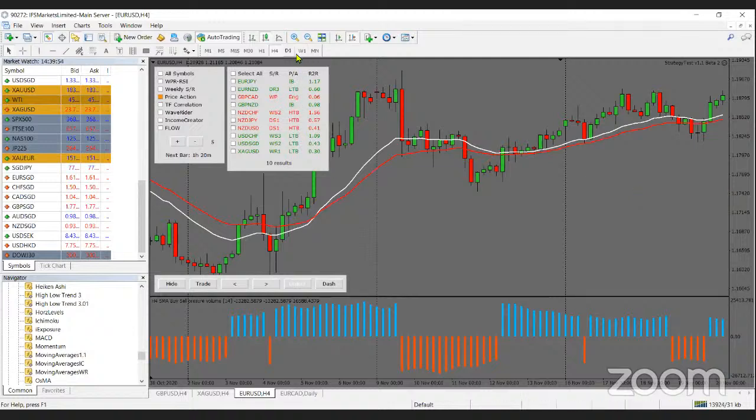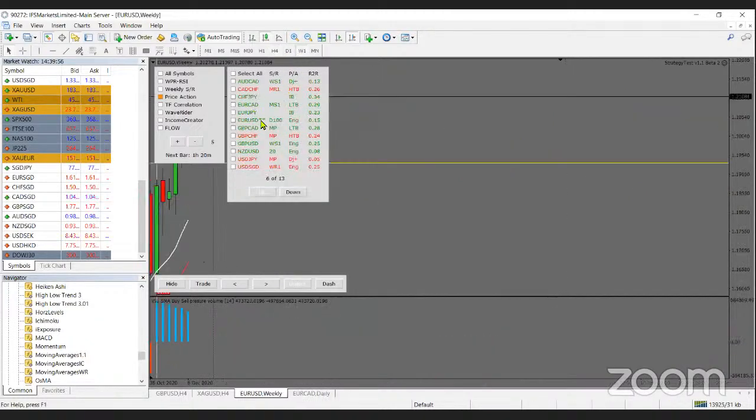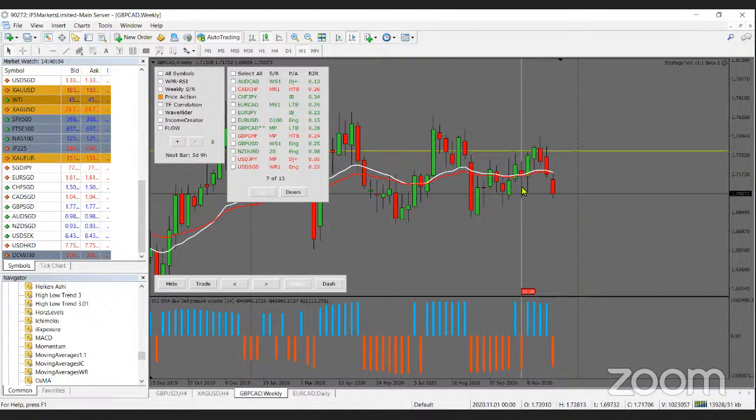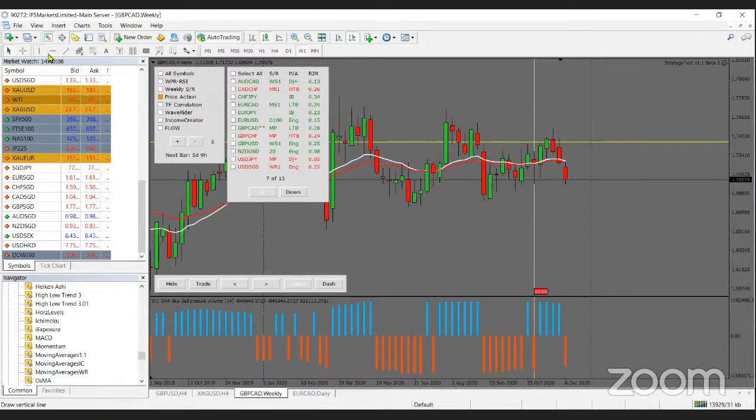Last example from the weekly time frame. I'm at Pound USD, so low test bar for Pound Cat. Let's have a look at that. So I have a low test bar over here. So that means on a H4, I'm looking for long. Same criteria. White needs to be above the red simply because I need my faster EMA to be above the slower EMA.